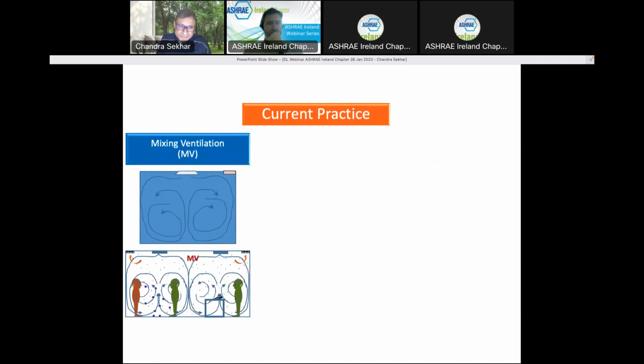If you look at the current practice, mixing ventilation, something that we can relate to, ceiling supply, we create a fully mixing ventilation profile, mixed airflow as we call it, and the air quality in general. Forget about the infectious aerosol context. Even in terms of general indoor air quality, we say everywhere in this volume of space, the air quality is the same. So that is what is happening in a mixing ventilation.